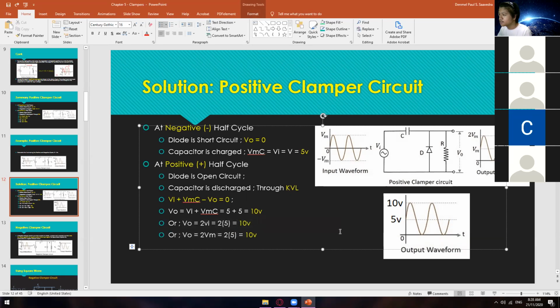So 10 volts. As you can see right here, during the negative, we have V sub O is 0. And then during the positive, that's the time that our capacitor will be discharged. So this part is now being lifted by an instant 5 volts, and then our V sub I, another 5 volts. So we now have positive 10 volts. As you can see right here, it is now clamped positively. All right, so did you get the idea so far?